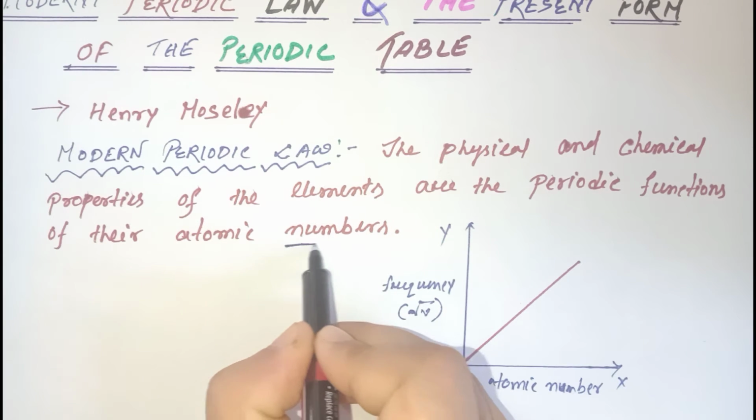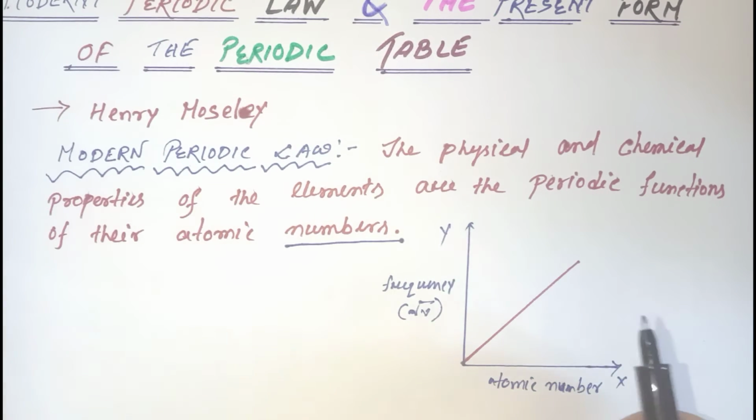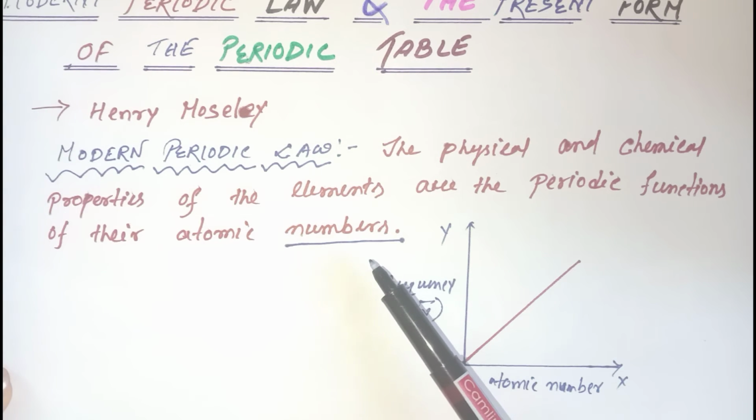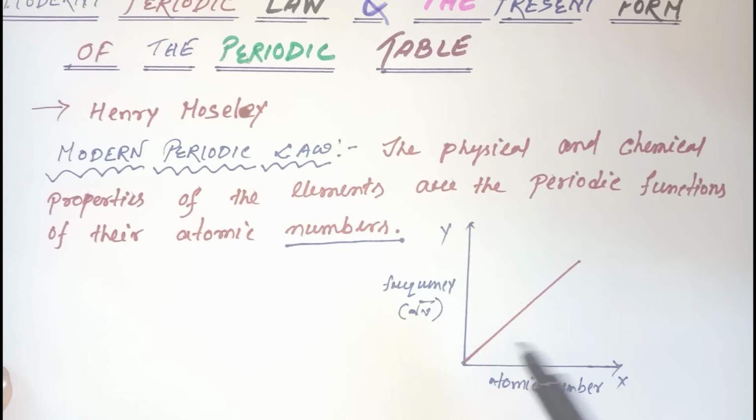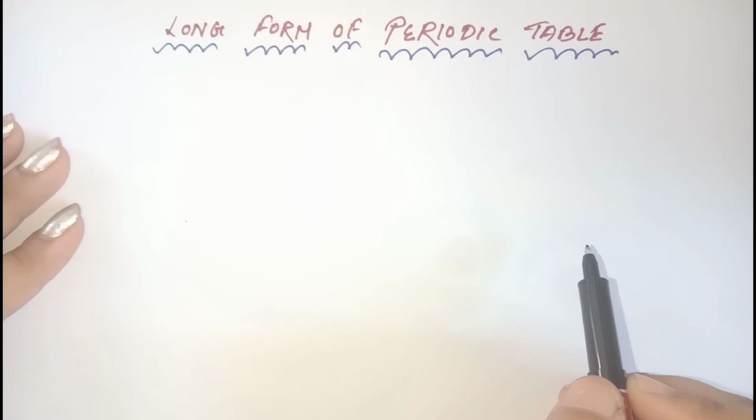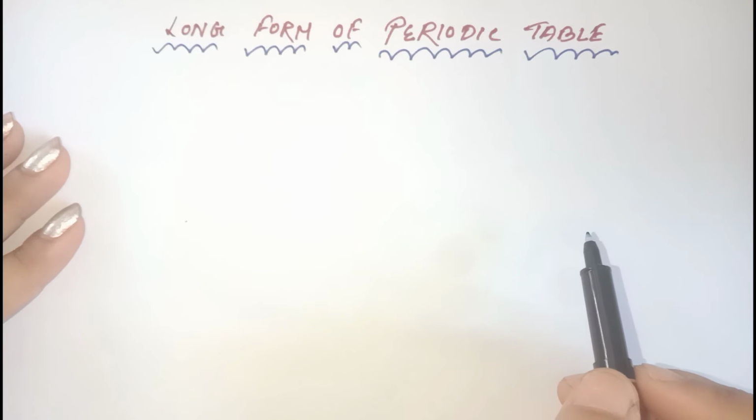So this is important in the case of the modern periodic law. The concept of atomic weight converts to atomic number according to the spectroscopic method of Henry Moseley. Now we will see the long form of the periodic table. So we know that it has 7 periods and 18 groups.